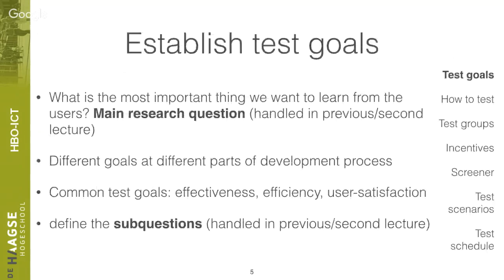Okay, so what are the test goals? This is something we talked about a little bit when we discussed the research questions. Basically, you have this system. The system can have 100 functionalities. Like you're making a new Photoshop, and it has all these things that it can do.